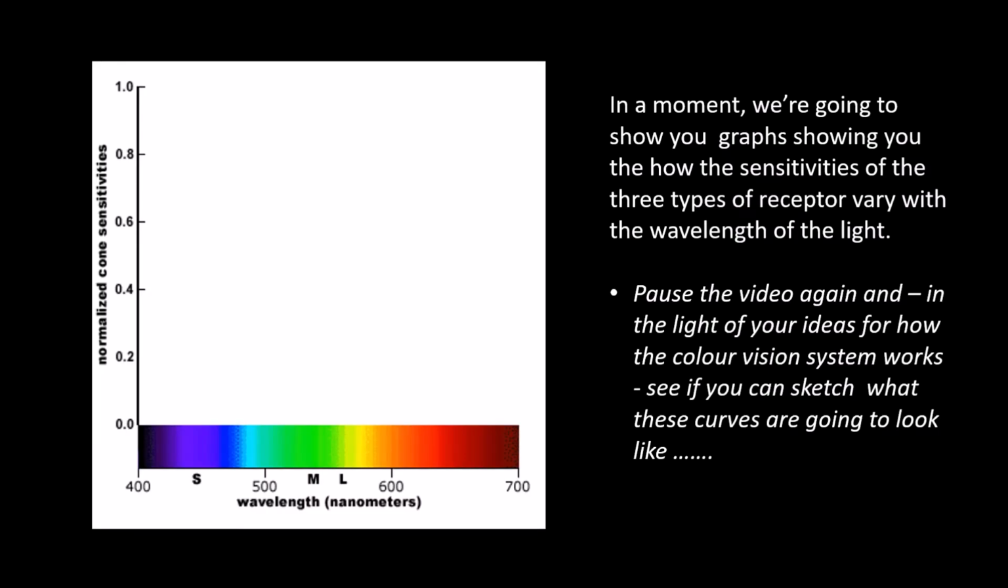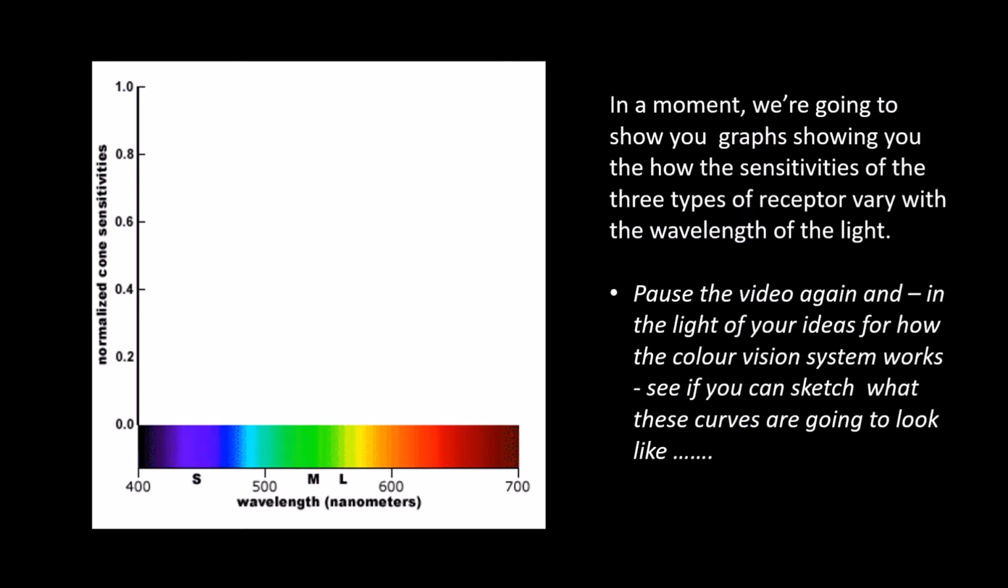Okay, so if you've had a bit of time to think, hopefully you've come to the conclusion that the 3 different types of cone cell must be sensitive to different wavelengths, or different parts of the wavelength range that corresponds to the visible region. So in a moment we're going to show you what the sensitivities of the 3 different types of cone cell actually are.